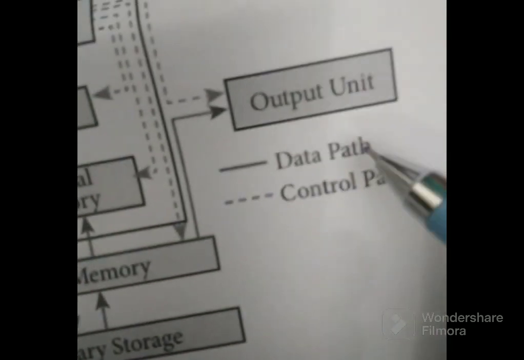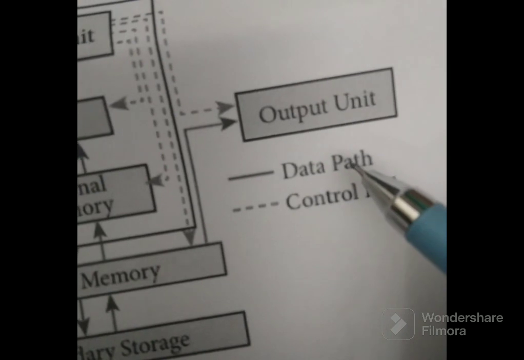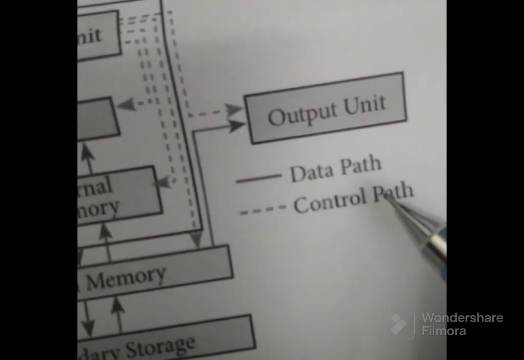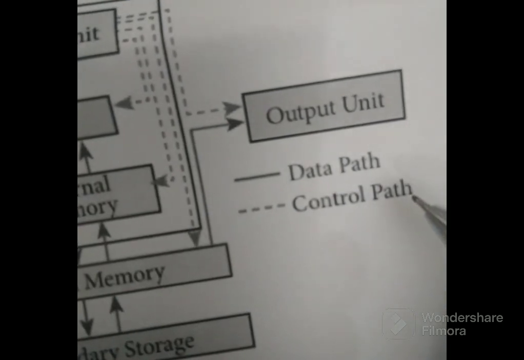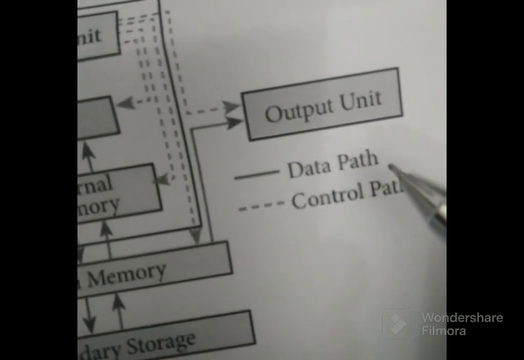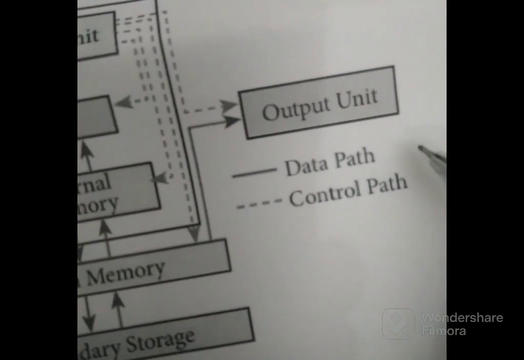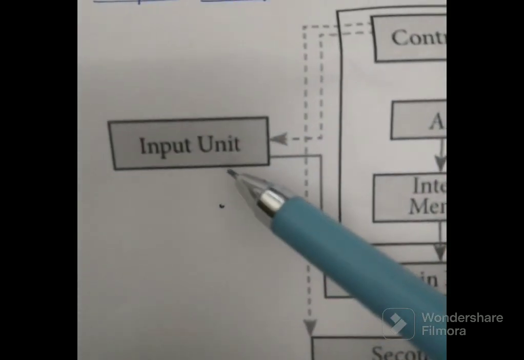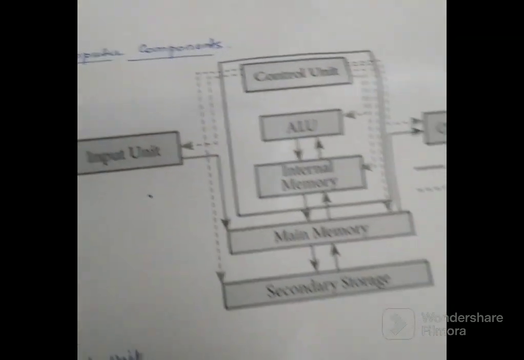Output unit are hardware devices attached to the computer that conveys information to user in any understandable form. For example, monitor, printer, etc. And a few of the examples of input unit are keyboard, mouse, etc.